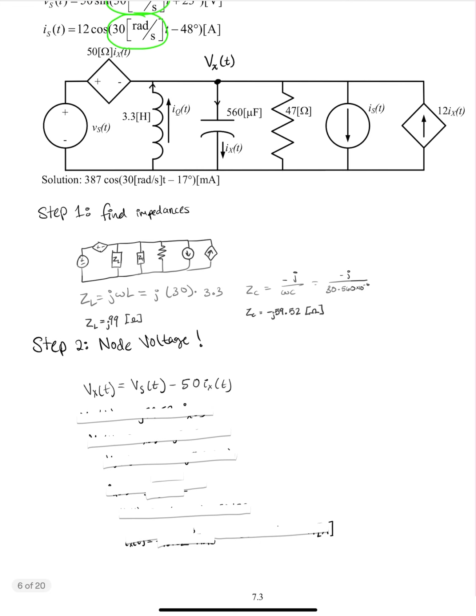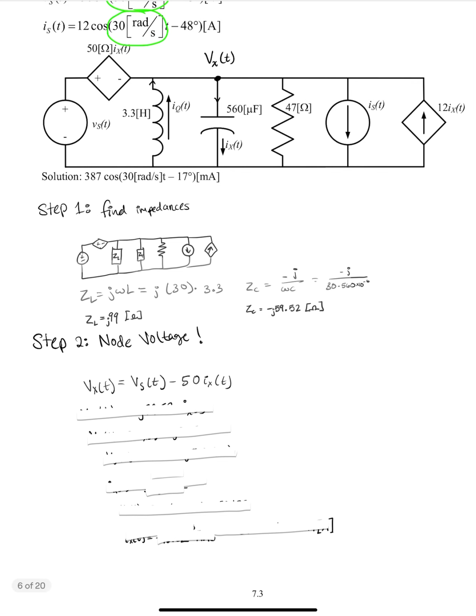So I have set this top node as Vx of t. I'm just going to rewrite over it just so you know what I'm referring to. I should probably highlight it, but that's alright. So on this left wire, we can see that we have our Vs of t oriented positively and our dependent source oriented negatively. So we can have Vs of t minus 50 times Ix of t is equal to Vx of t.